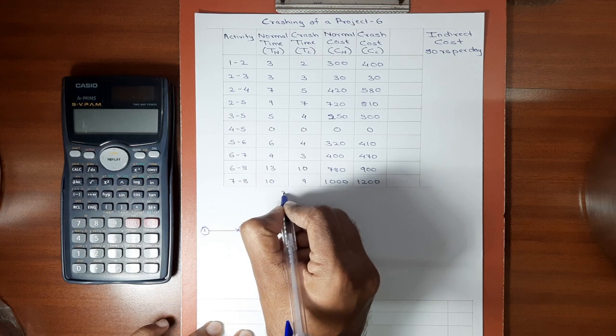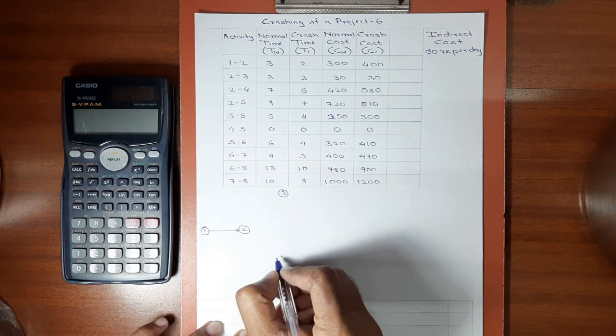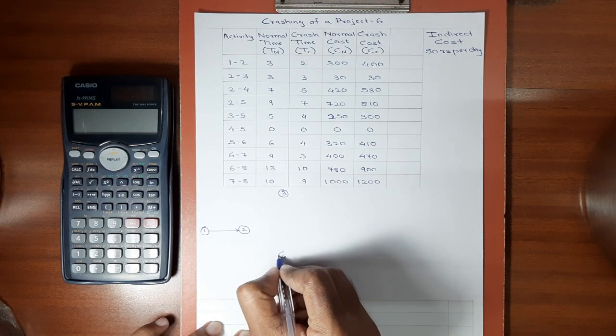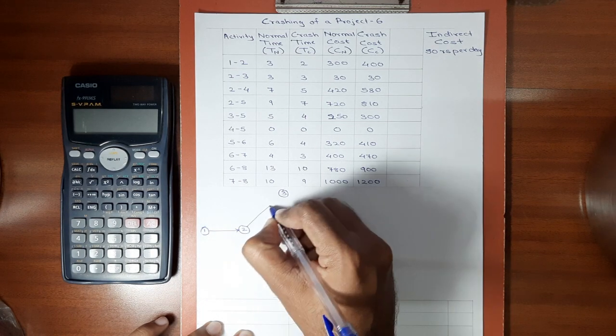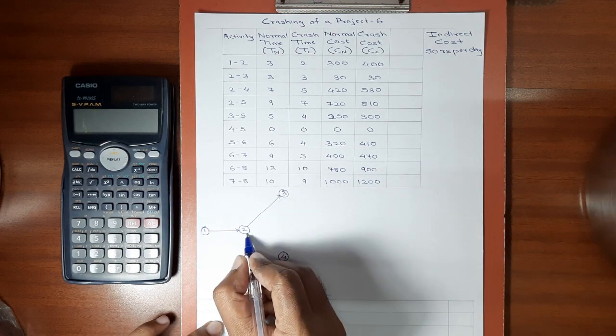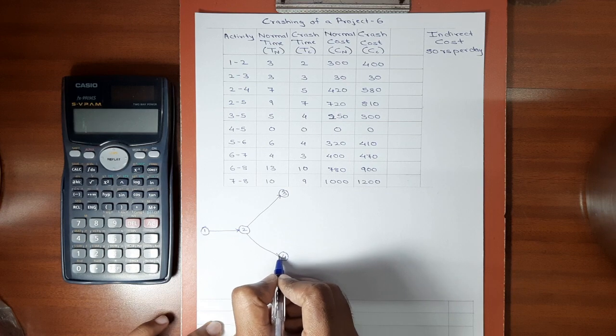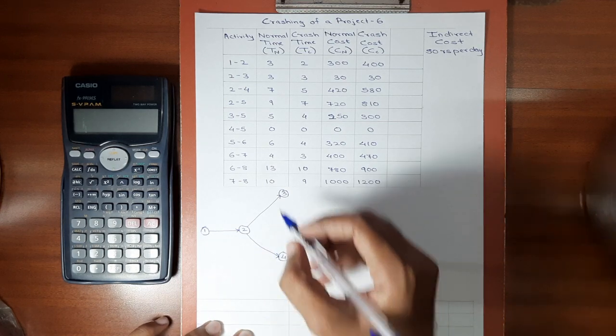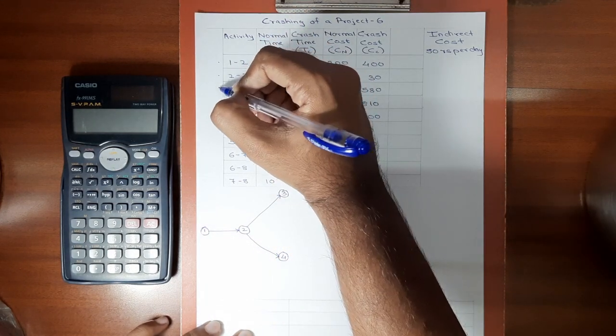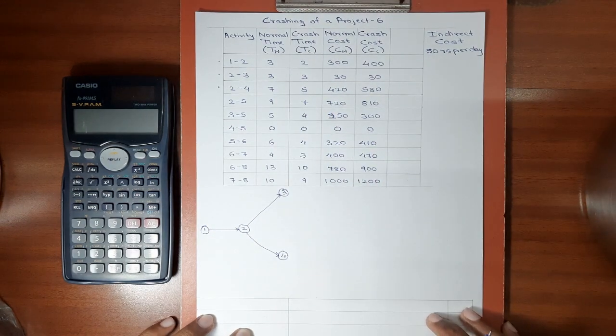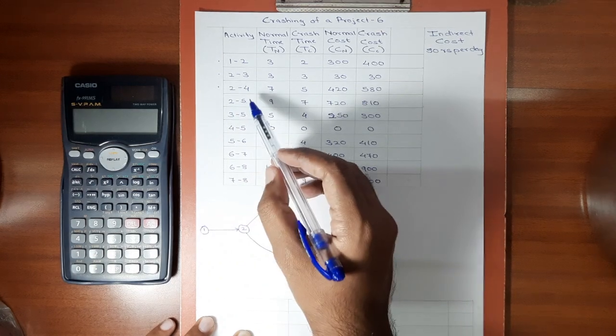Here we'll draw activity 3rd. Here we'll keep the 4th node. 2, 3, 2, 4. 1, 2, 2, 3 and 2, 4 is done. Next is 2, 5. 2, 5, 3, 5 and 4, 5.